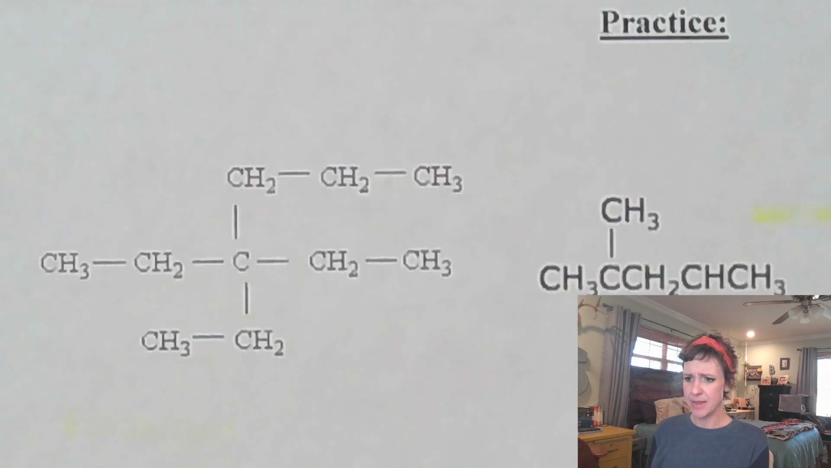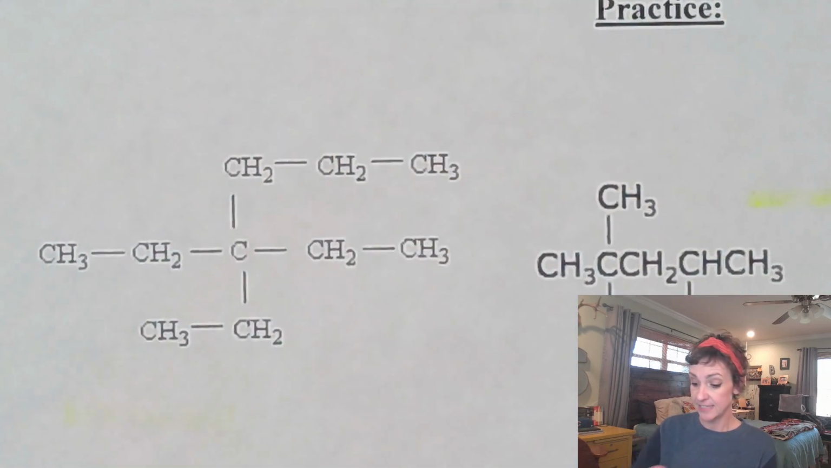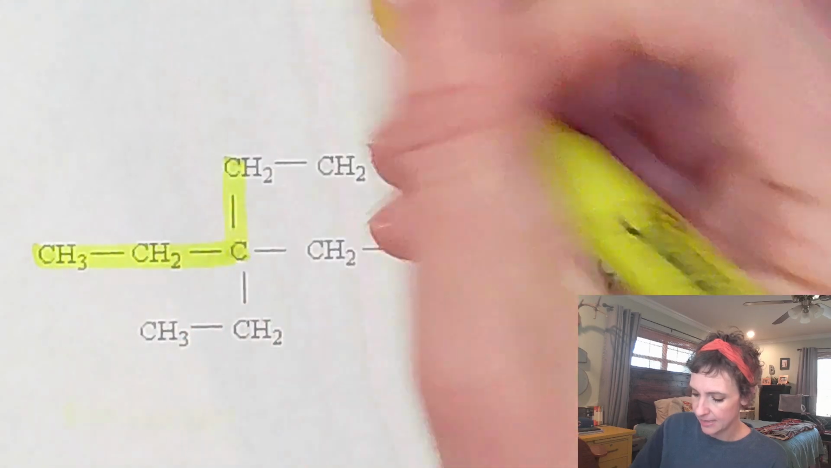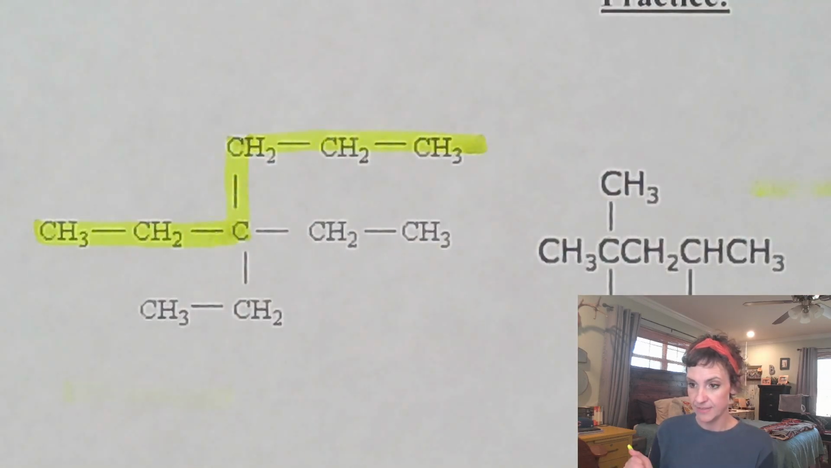All right, so let's just make 1, 2, 3, 4, 5, 6. That 6 chain is our parent chain. This is where the highlighter really helps out. We're going to highlight our parent chain. We love this. And now I have to number these carbons.